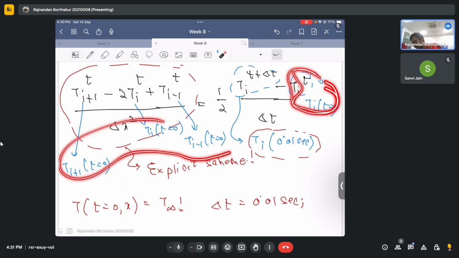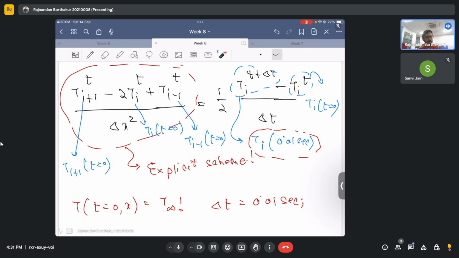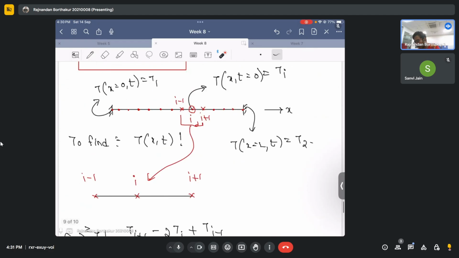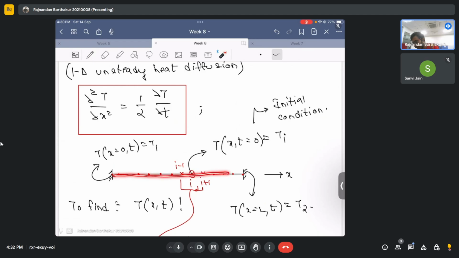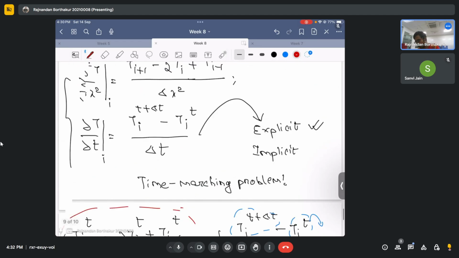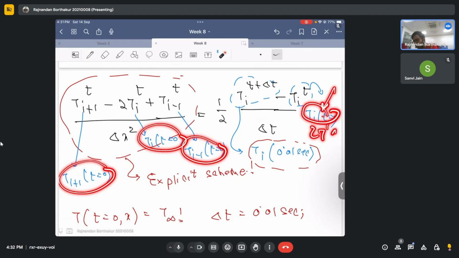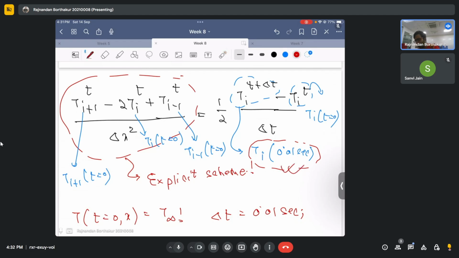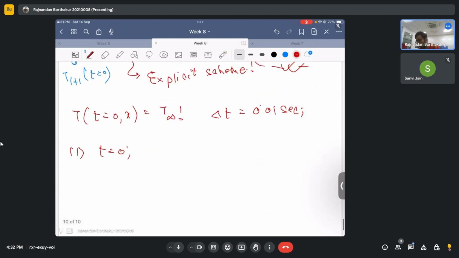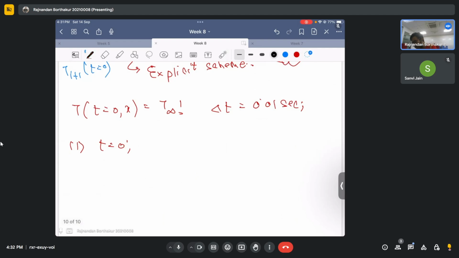How do we know? Because we know the initial condition. The initial condition states that irrespective of any grid points that you choose, your temperature is some Ti, let's say this Ti is 27 degrees Celsius for simplicity, which means that all this information at time t equal to 0 seconds is known to you. If you just substitute this value as 27 degrees Celsius, you will get your temperature at t equal to 0.01 seconds. So from t equal to 0 seconds, you have marched forward in time to get your temperature at t equal to 0.01 second.